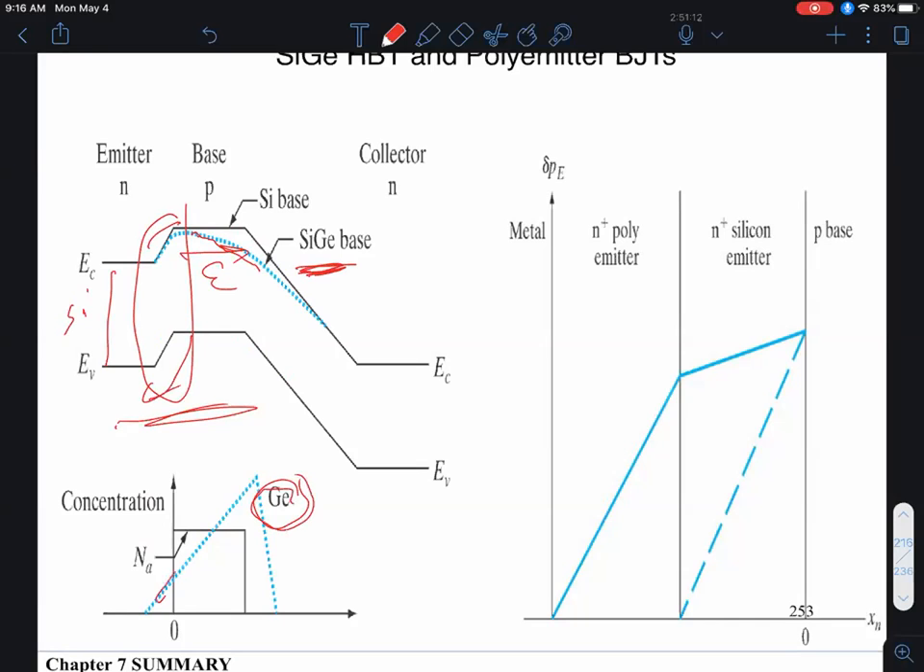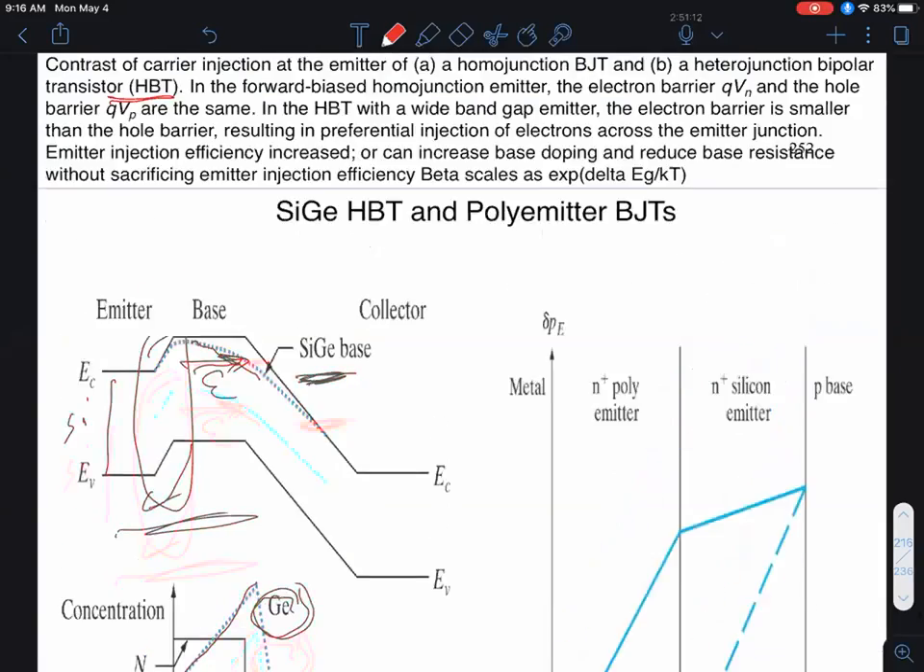You make the germanium content larger and larger, closer to the collector base junction, and that drift field helps the transport of the injected electrons from the emitter to the base. So that's another twist that is used.